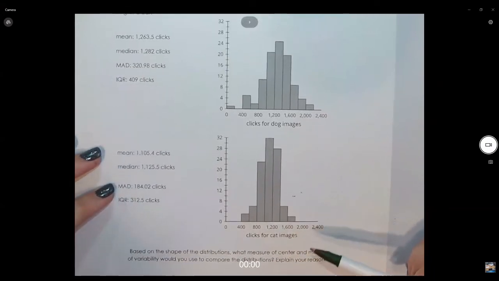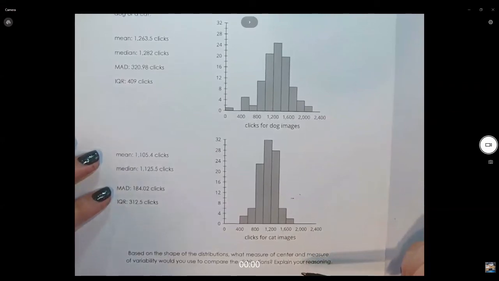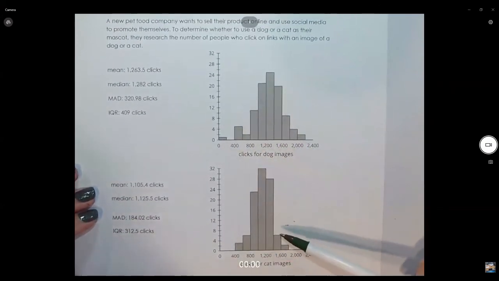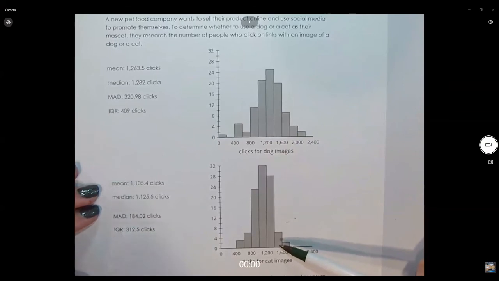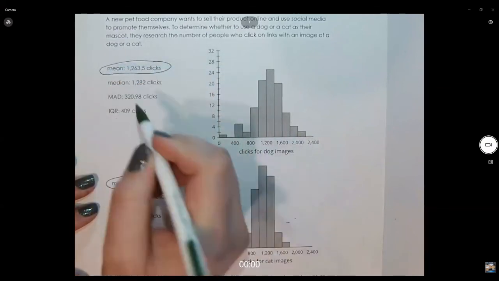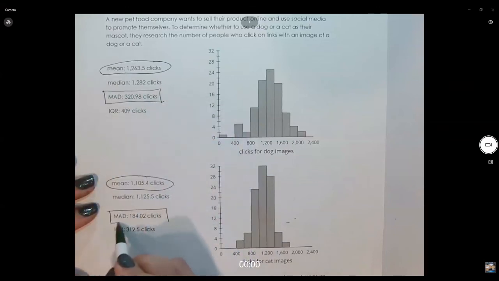It says, based on the shape of the data, which measure of center and measure of variability would you use to compare this distribution? Notice that the shape of the data is relatively symmetric. It's not perfect, but it's pretty symmetric. Since these are both pretty symmetric, we're actually going to use the mean to compare the measure of center, and we'll use the mean absolute deviation to compare the measure of spread.